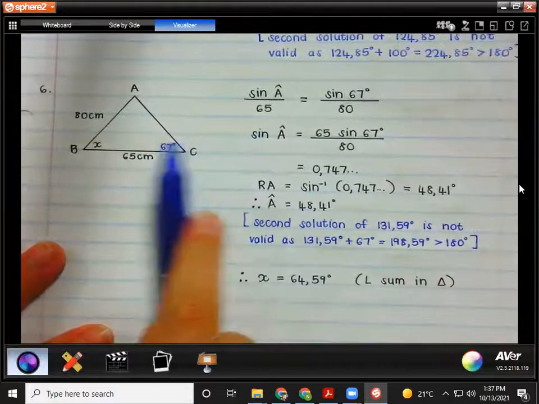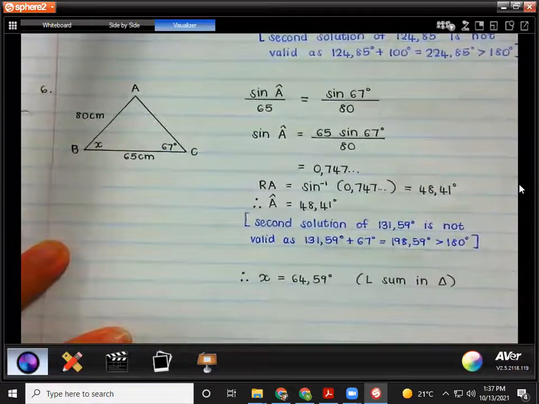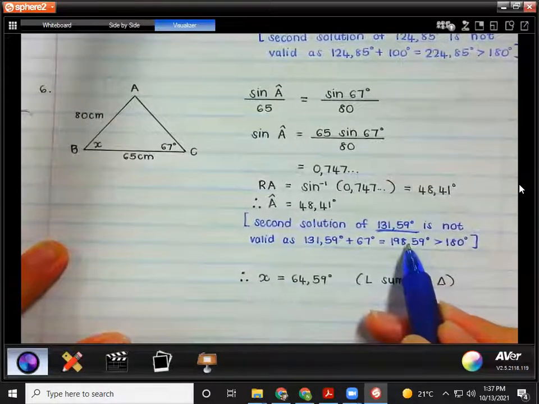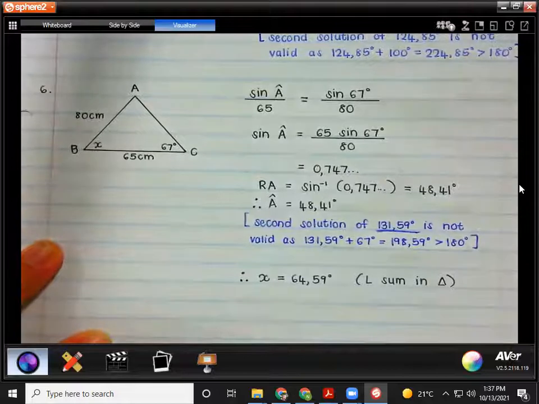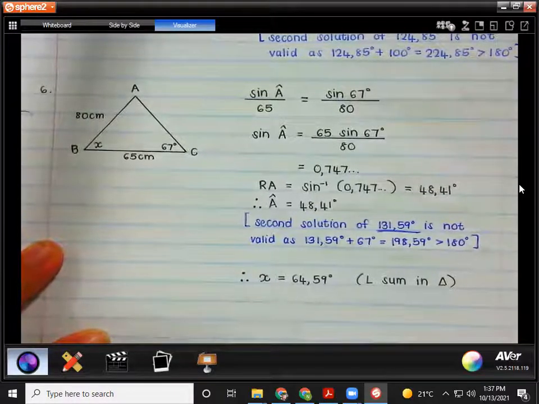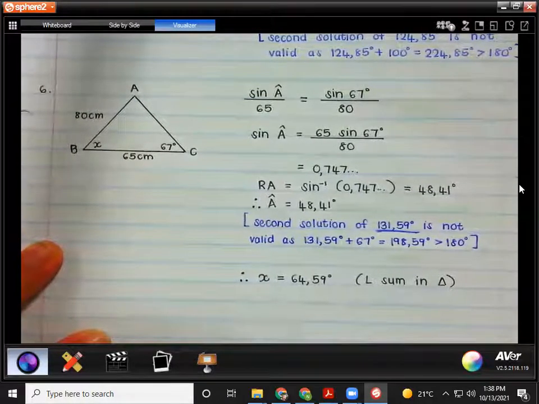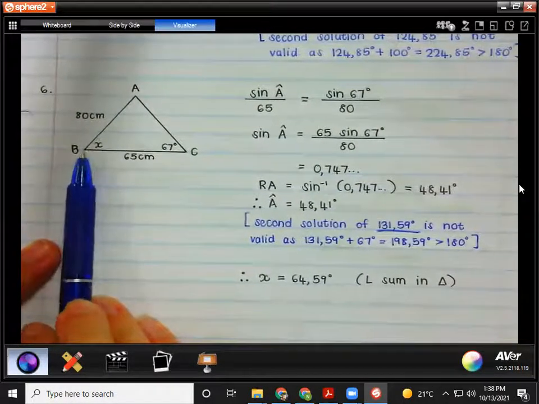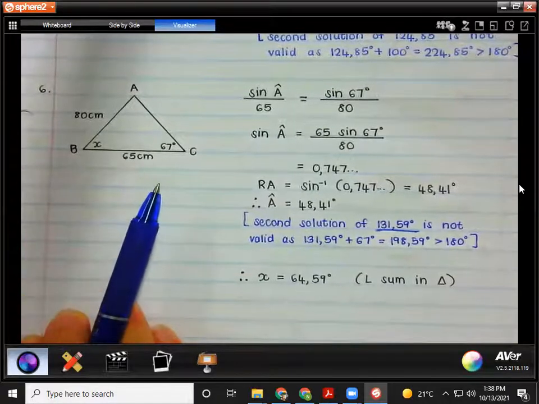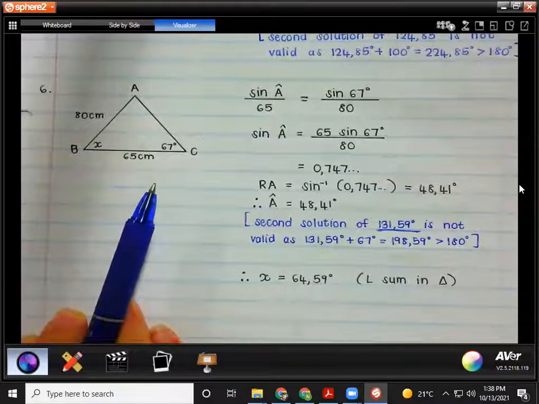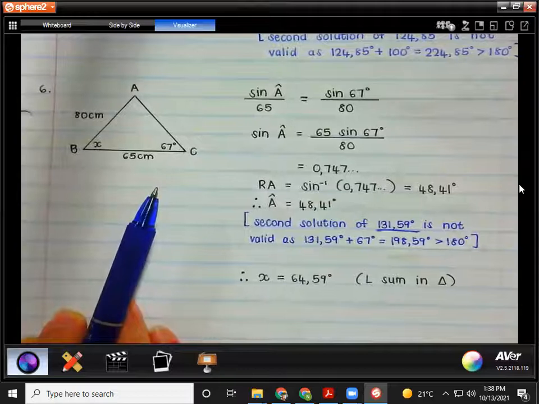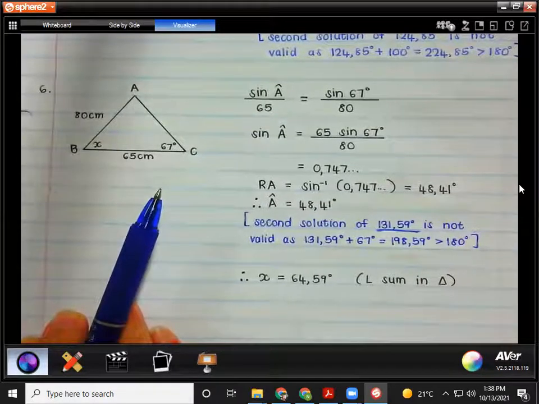not valid, because if you add 67 to your possible second solution there, you get 198.59, which again is bigger than 180. So it can't be an angle in that triangle. So you only have one solution for A, so that means that you will only have one solution for B. Guys, if the second solution for A was valid, you would have two solutions for X. Okay, two possible. So you would then have to sub both of them in to get your X value.